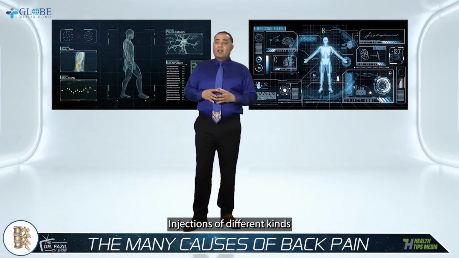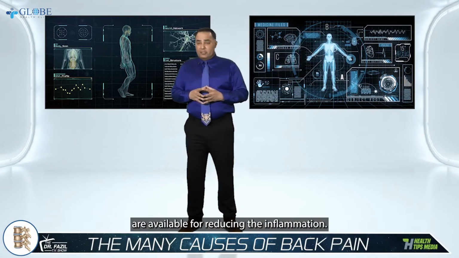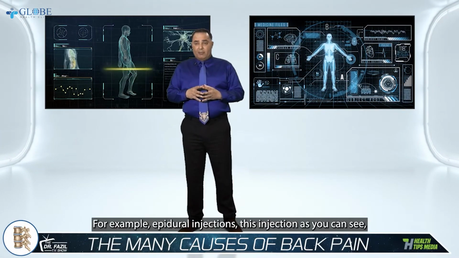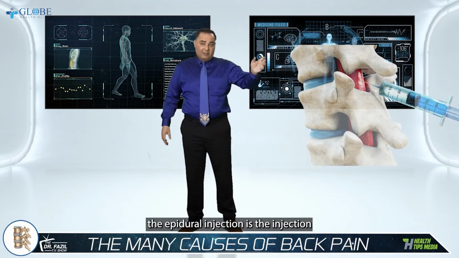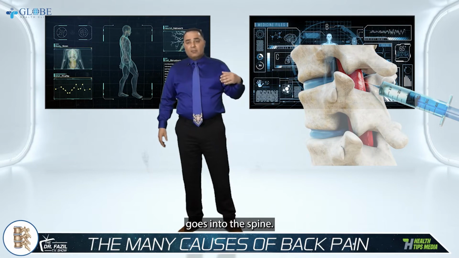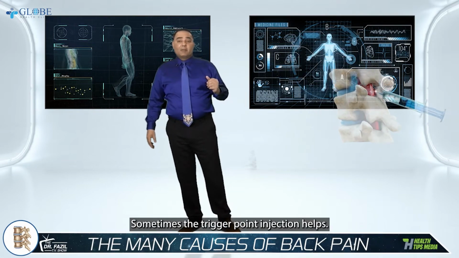Injections of different kinds are available for reducing the inflammation. For example, epidural injections. You can see the epidural injection is the injection which goes into the spine. Sometimes the trigger point injection helps.